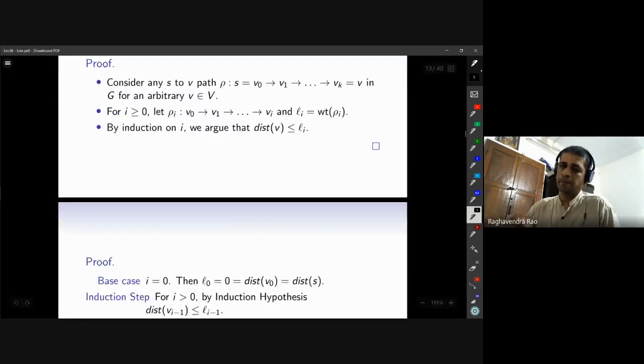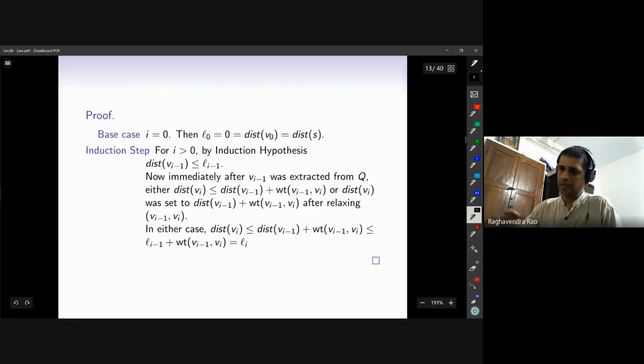Okay, so let's go over the proof. It's fairly straightforward, not much non-trivial, but I had rushed through it in the last lecture, so I just want to go over it again. So the base case is i equal to 0, nothing much to do, because V0 is S.